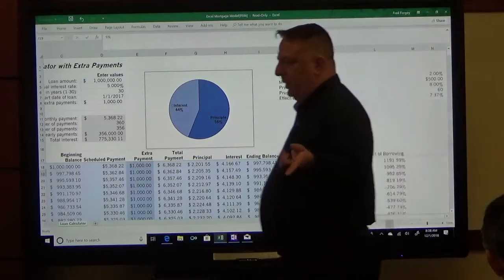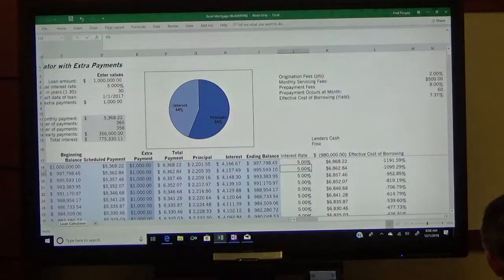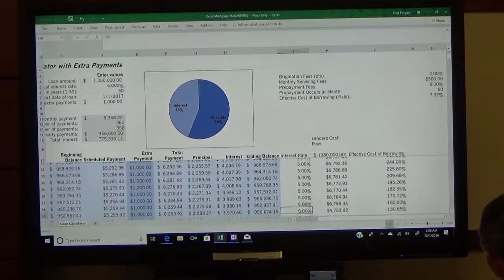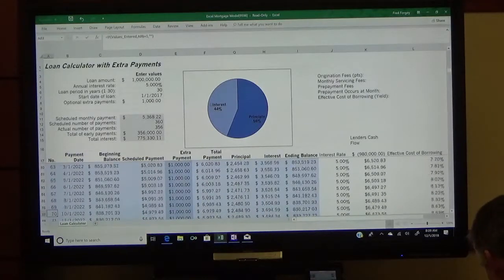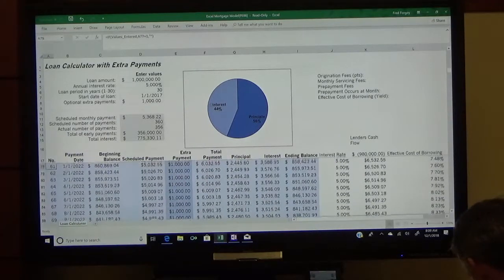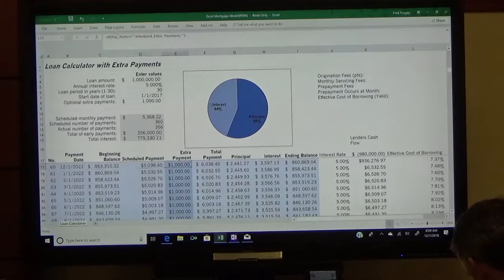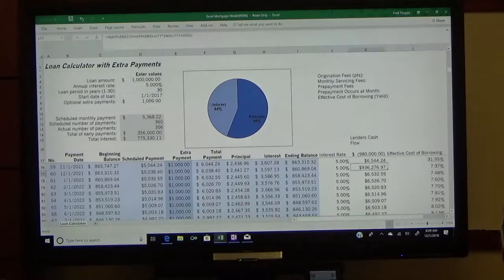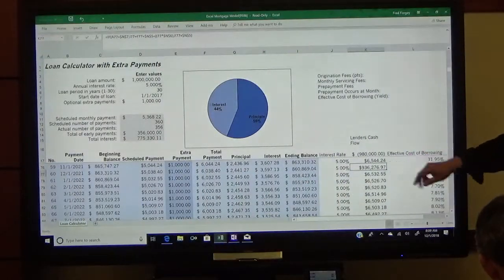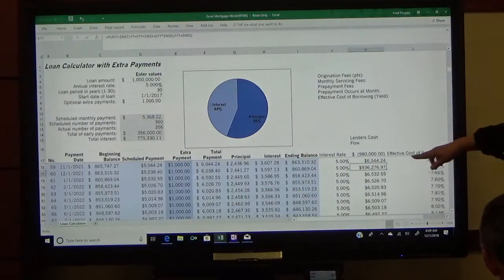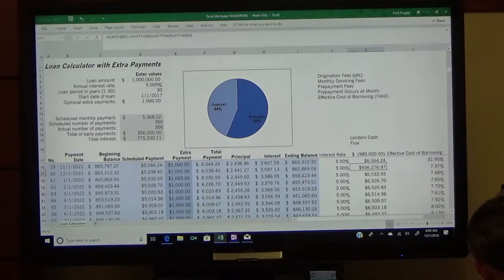Now, what you're going to see, if you look at the handout or at the spreadsheet itself, is if you go down to month 60, or payment 60, a couple of things occur. One, as far as the lender's cash flow is concerned, you get this huge influx of cash here at the end of that 60 months, okay?